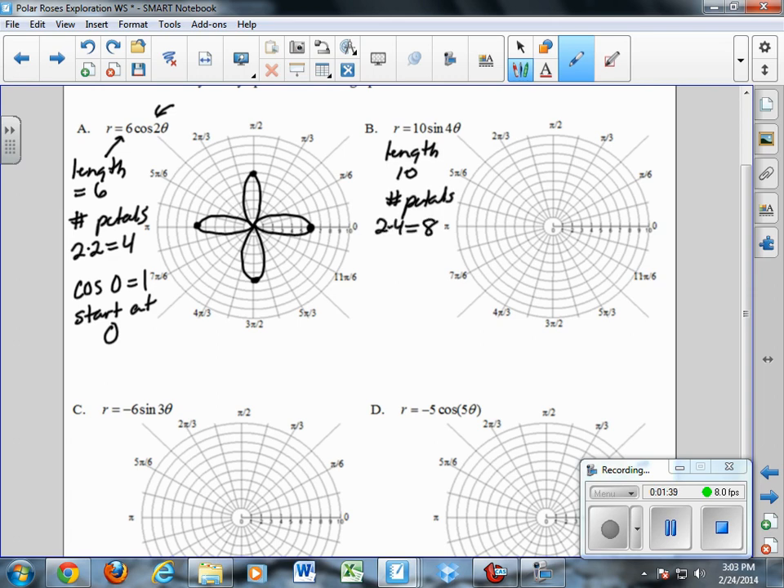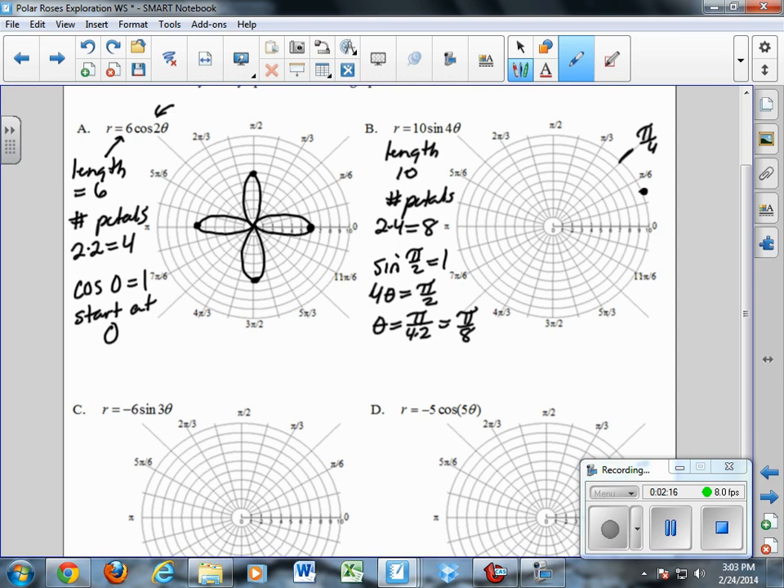Now with sine, though, we have to recognize that sine of pi over 2 equals 1. So we want to figure out where 4 theta equals pi over 2. That would give us our maximum value, which would be the tip of where the first petal starts. So theta is equal to pi over 2 divided by 4, which is pi over 8. So the first petal starts at pi over 8. This value right here is pi over 4, so halfway would be pi over 8. My first petal is going to start at pi over 8, which is right there, and it's 10 units long.